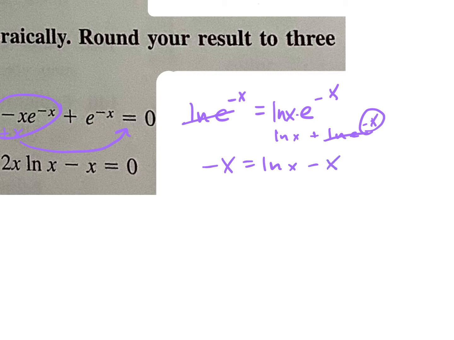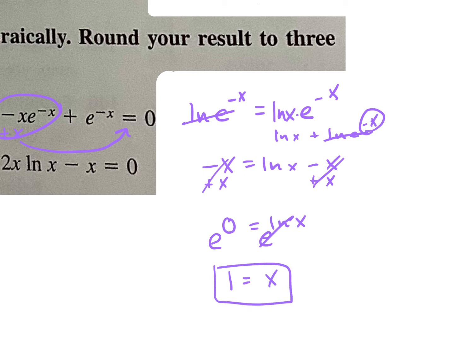Can I combine any like terms? Yeah. Add x. So this becomes 0 is equal to ln of x. How do I get rid of that ln? Make my big base e. So it's e to the power of 0, which is 1. And then this cancels, so 1 is equal to x. So, yeah, the way you said would have worked too.